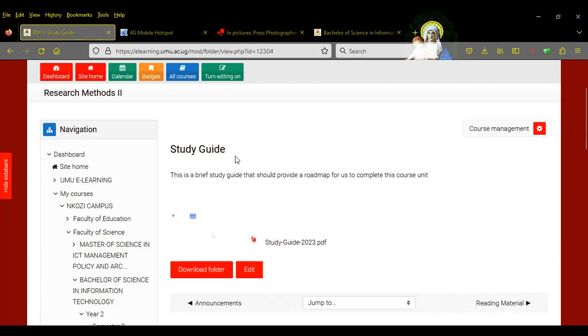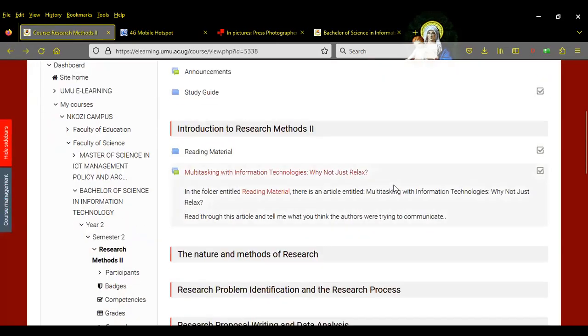And it also indicates when you receive your first assignment and when you will present it. The second assignment, when you will present it. Then your third assignment, which is a quiz. So take time and read through that guide, the study guide or course outline.